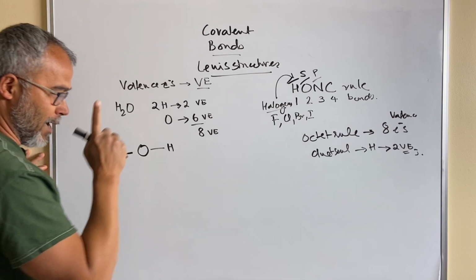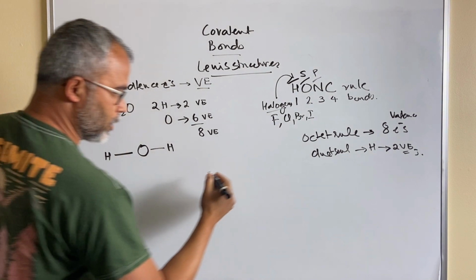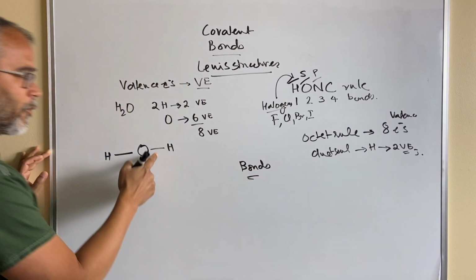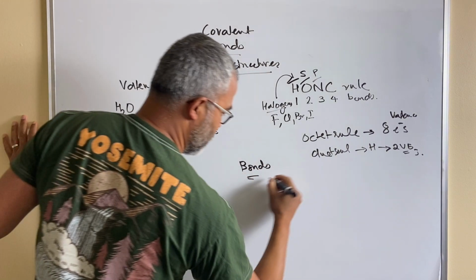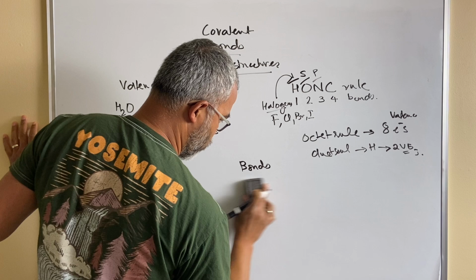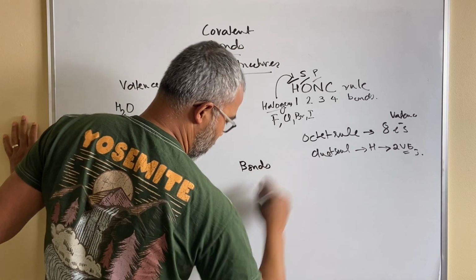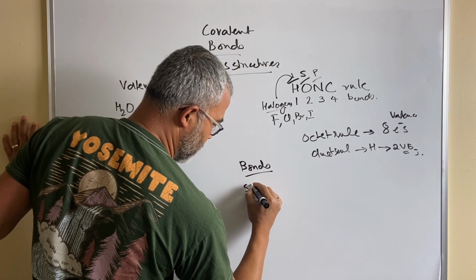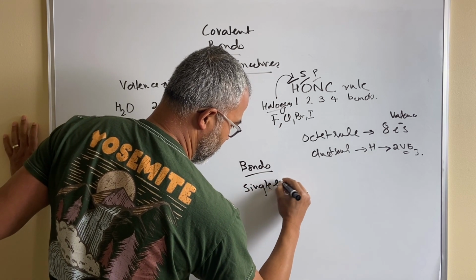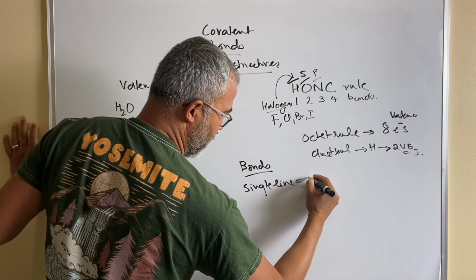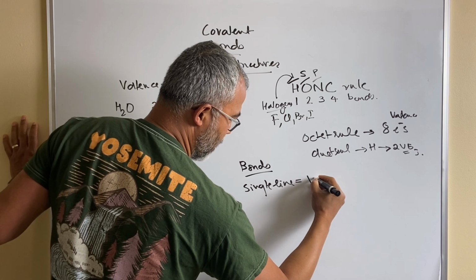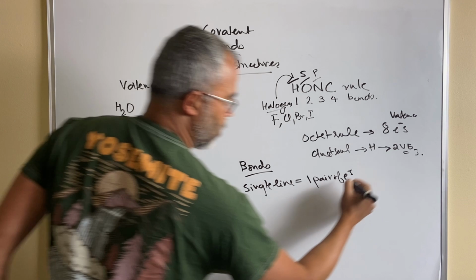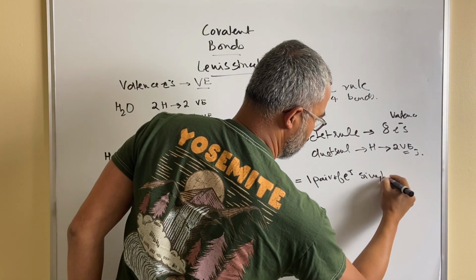Okay. Now, a quick side note about bonds. Notice carefully how I drew a bond with a straight line. The way you depict bonds is a single line, which denotes one pair of electrons, and it's called a single bond.